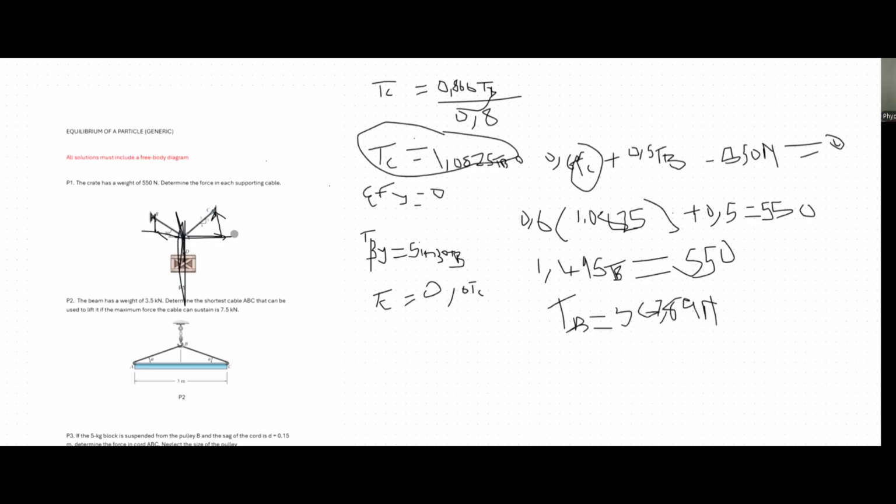And you take this TB and substitute it here to get TC. So TC will be 1.0825 in bracket 367.89.